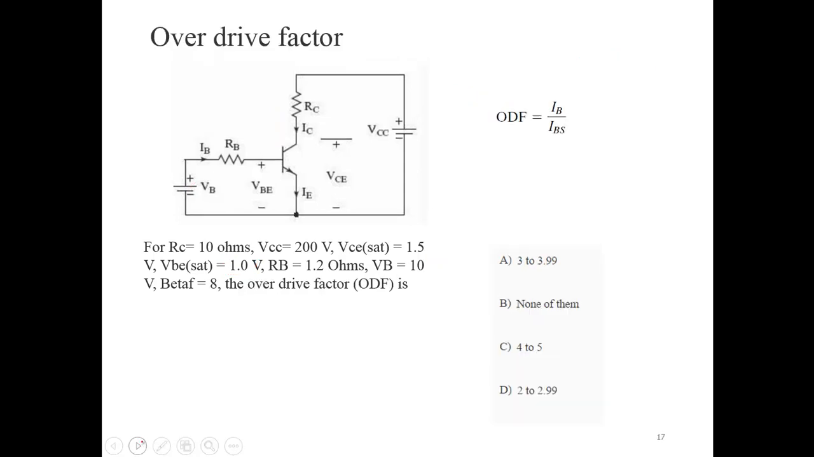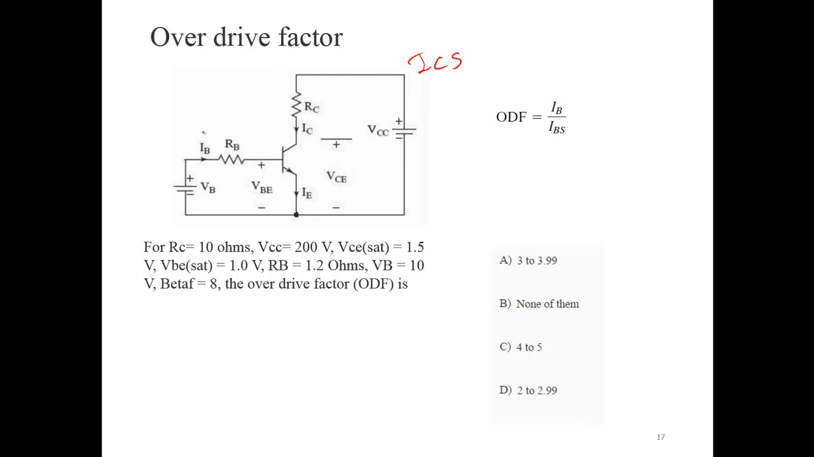Now, what is the overdrive factor? You can find out what the ICS is. When you know the ICS, you will know that VCC minus VCE divided by RC will give you the ICS, and then you can find the IB. And once you find the IB, you can find the overdrive factor.